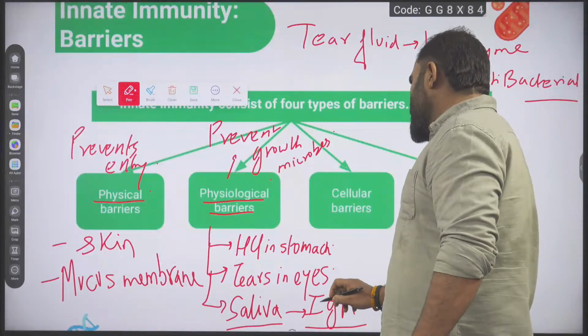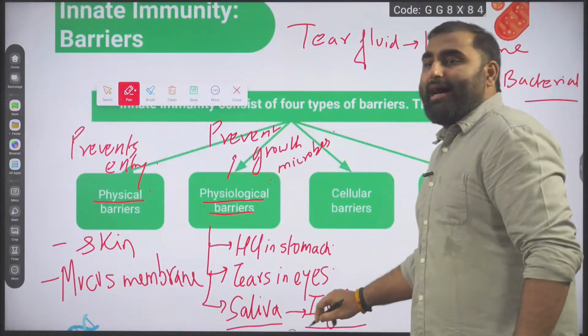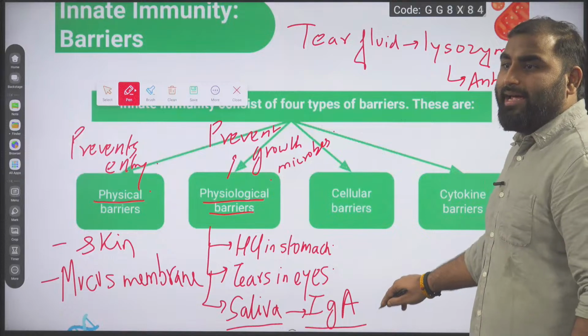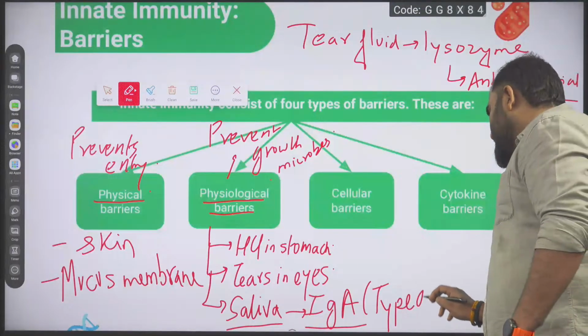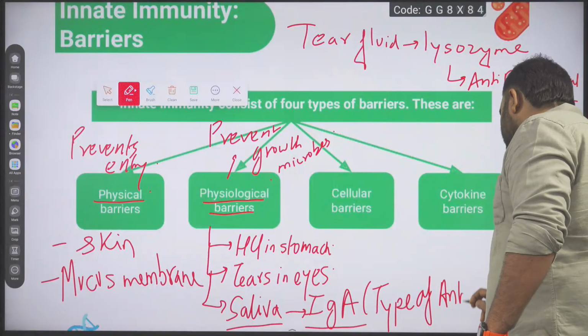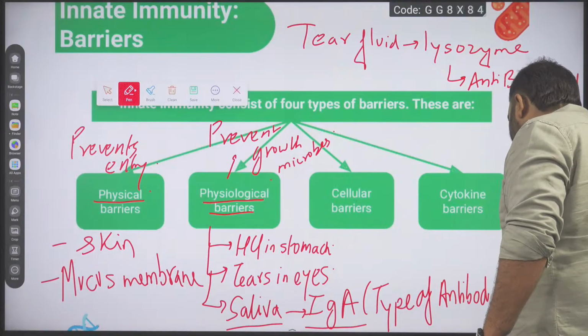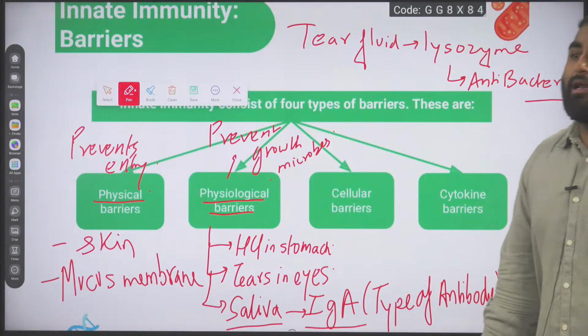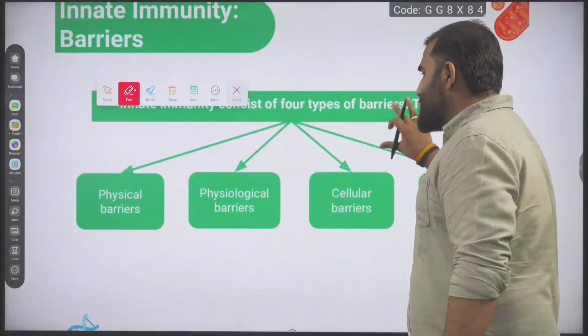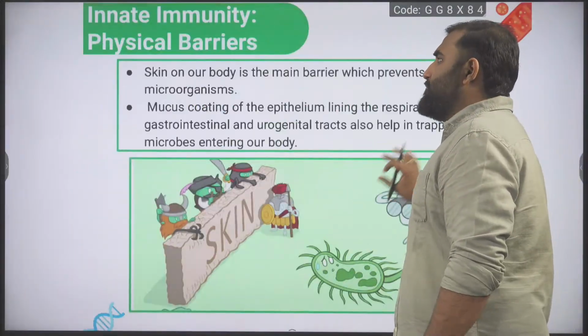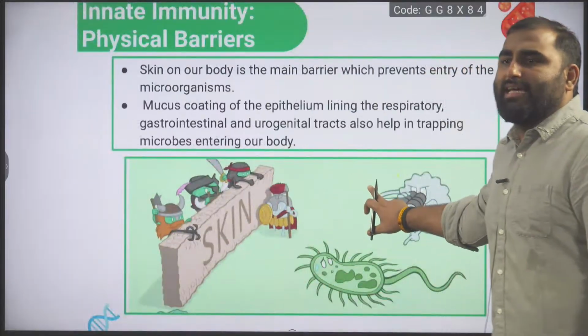IgA is immunoglobulin A. It is a type of antibody. Are we clear, guys? Chalo, let's move ahead. Now let's see quickly, one by one, what we have studied. Come on, quickly. Physical barrier.